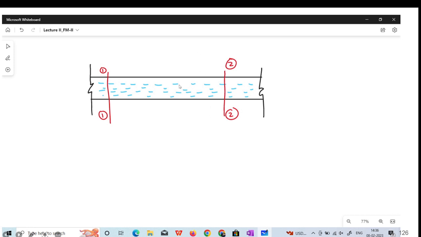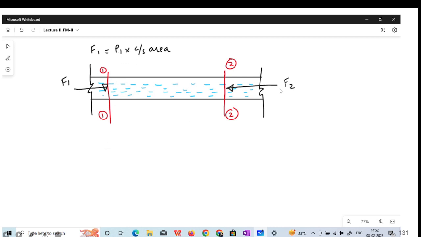Now we will define the different forces acting in the pipe. Already we have defined two sections, section 1 and section 2, and we know that there is some pressure energy at section 1, which is P1 by rho g. Similarly at section 2 we have some pressure energy, that is P2 by rho g. Because of those pressure energies, you have some forces at section 1 and section 2. To find that force, you just have to multiply P1 into the cross sectional area.